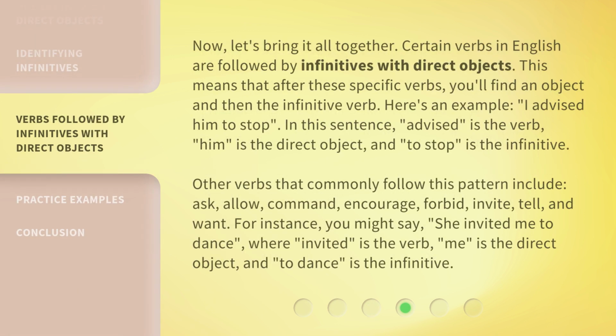Now, let's bring it all together. Certain verbs in English are followed by infinitives with direct objects. This means that after these specific verbs, you'll find an object and then the infinitive verb. Here's an example. I advised him to stop. In this sentence, advised is the verb, him is the direct object, and to stop is the infinitive.